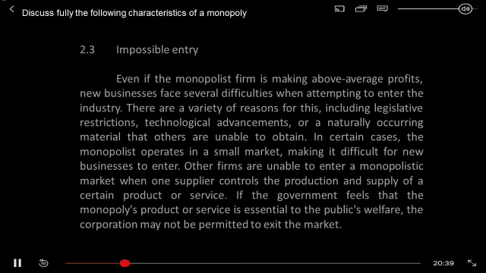If the government feels that the monopolist's product or service is essential to the public welfare, the corporation may not be permitted to exit the market.